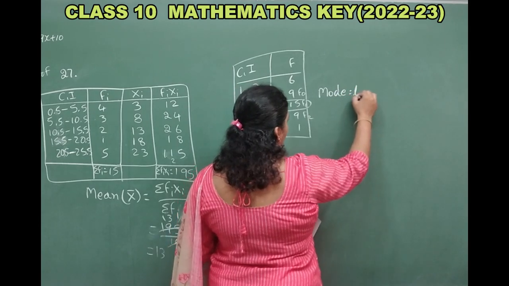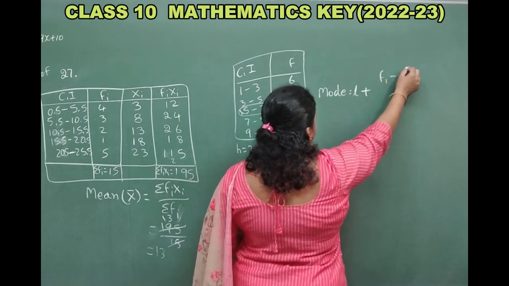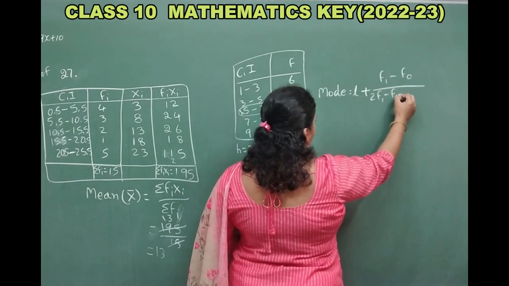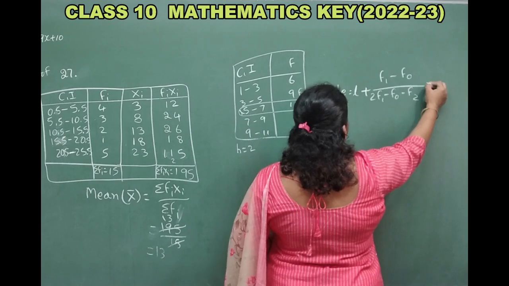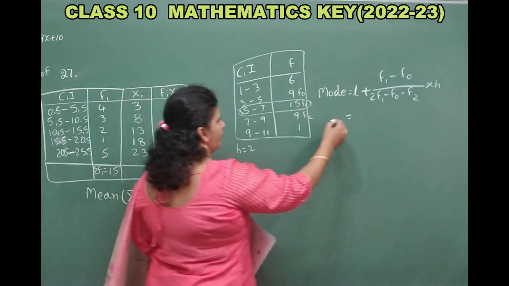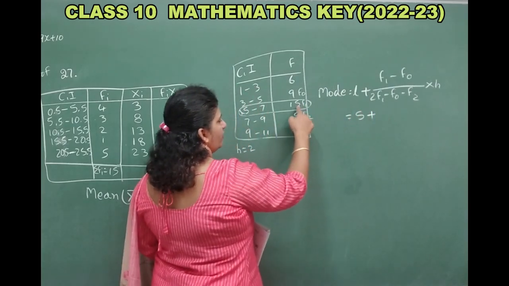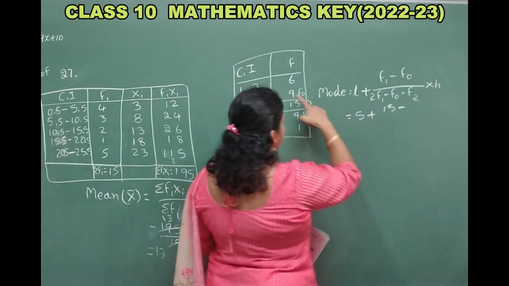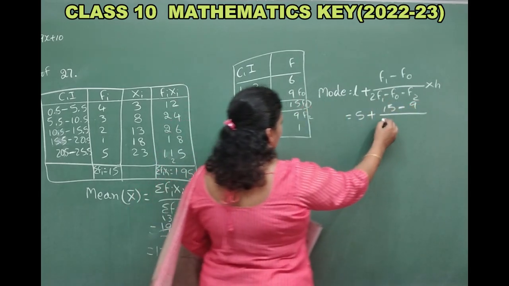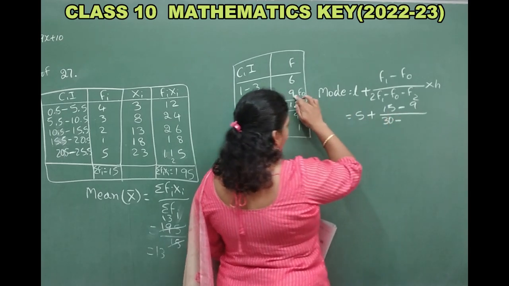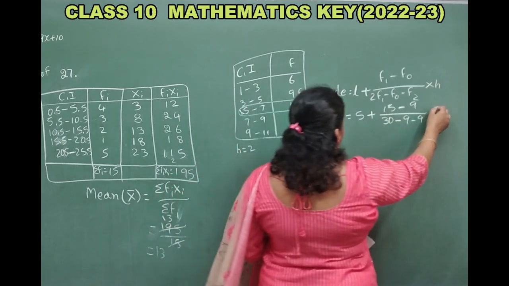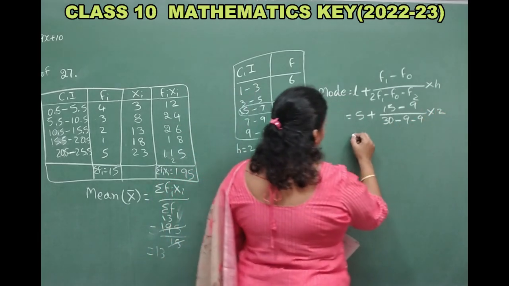Mode is equal to L plus (F1 minus F0) by (2F1 minus F0 minus F2) into H. What is the L value? L is 5, F1 is 15, F0 is 9. 2F1 is 2 into 15, 30, minus 9, minus F2, 9, into H. Class size is 2.